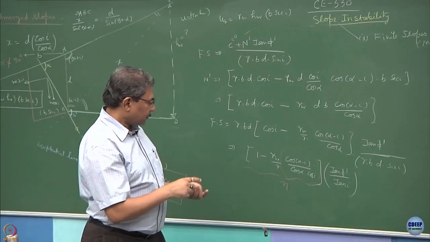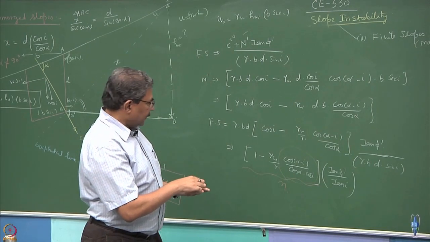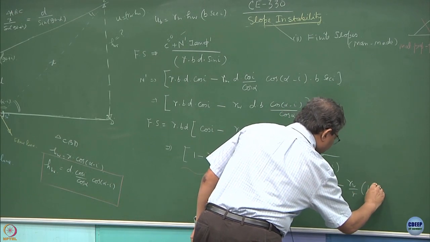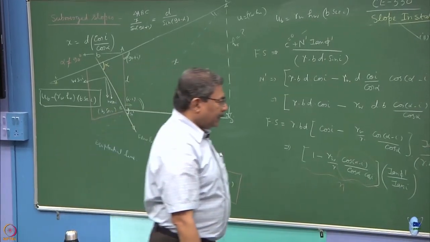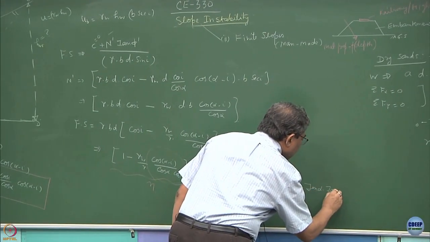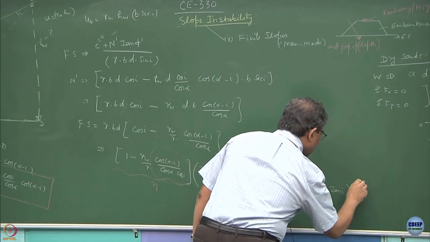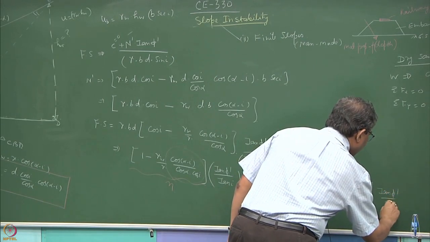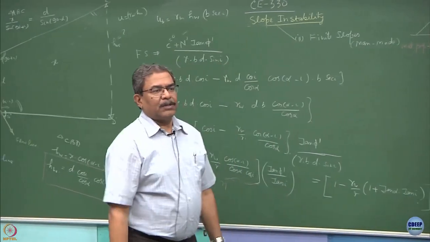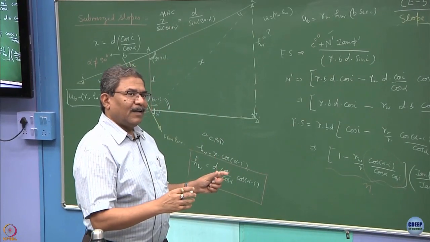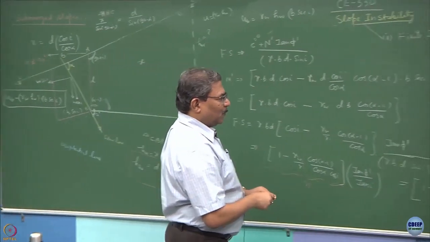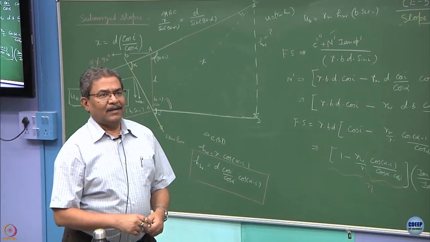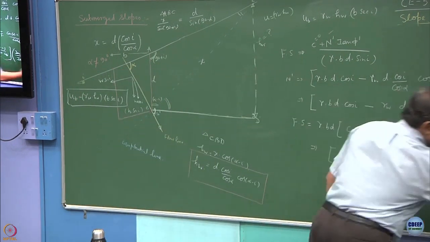1 plus. So, that means you are right. So, this is equal to 1 minus gamma w over gamma, 1 plus tan alpha into tan I. Yes, and of course, the very well known factor, that is tan phi prime over tan I. So, simple analysis of the logic is that whatever is happening in terms of submergence and seepage is to reduce the factor of safety, is understood. The submerged slopes are going to be less stable as compared to the dry slopes. So, the factor of safety is going to reduce.